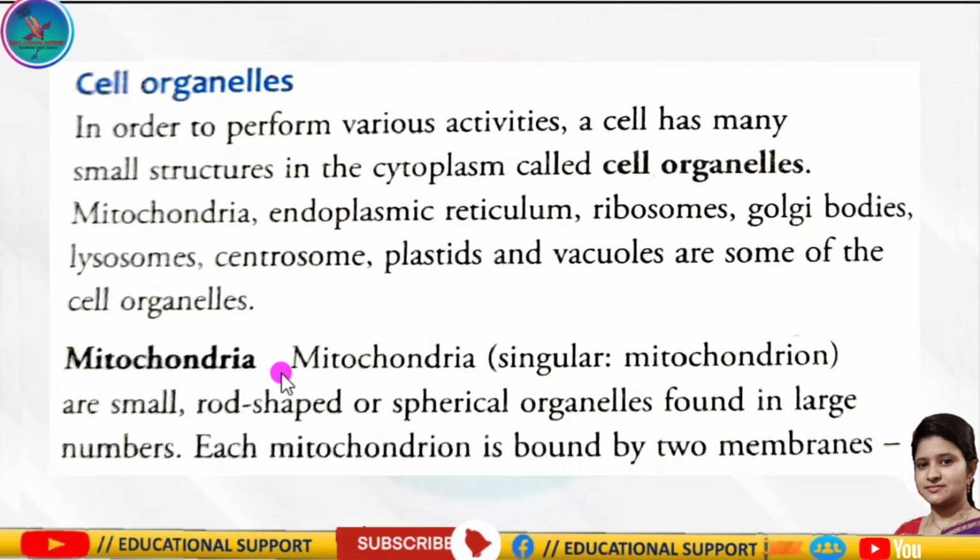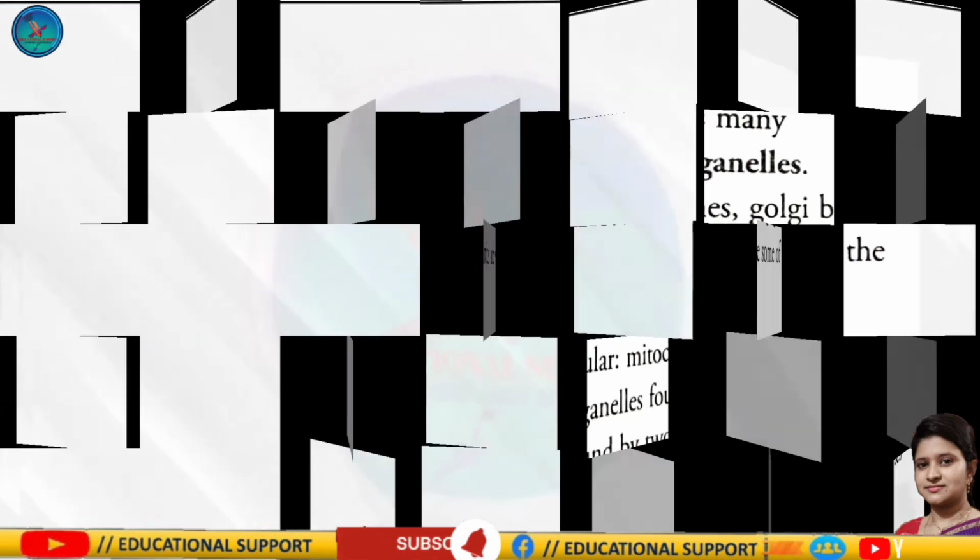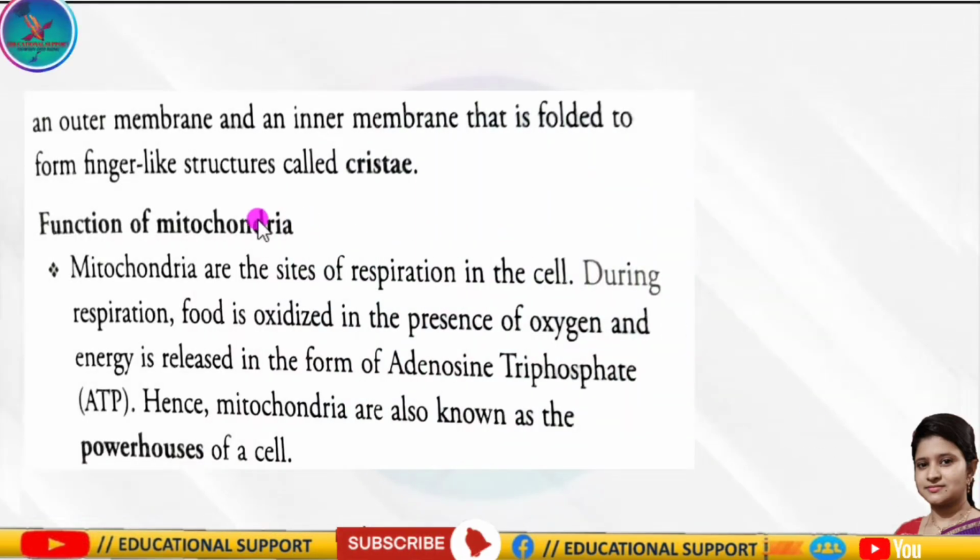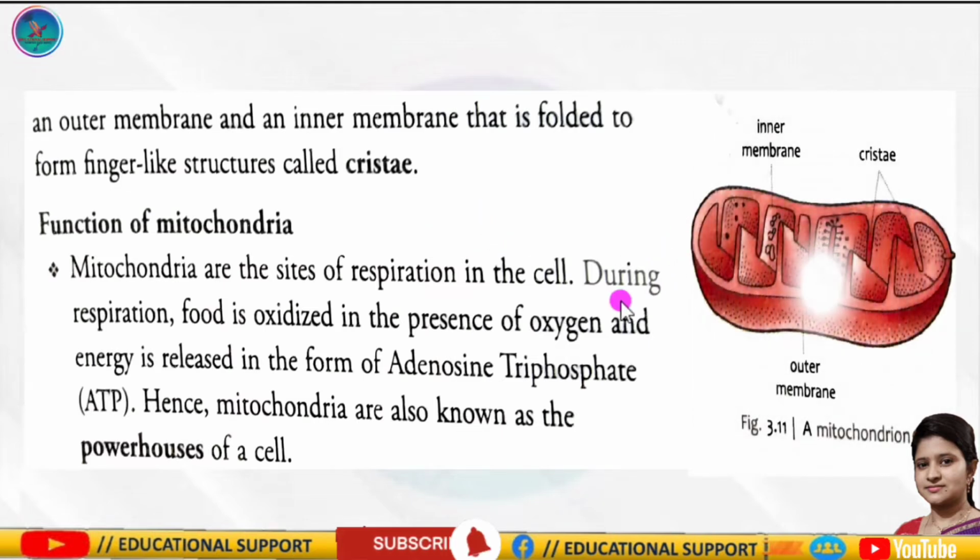First is the mitochondria. Mitochondria are small rod-shaped or spherical organelles found in large numbers. Each mitochondrion is bound by two membranes. What are they? An outer membrane and an inner membrane that is folded to form finger-like structures called the cristae. You can see the cristae in figure 3.11.